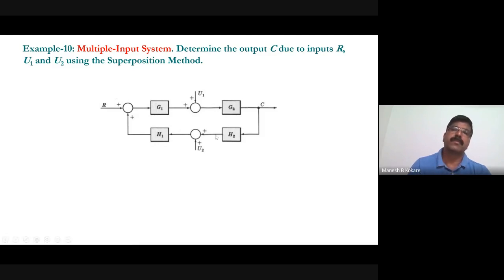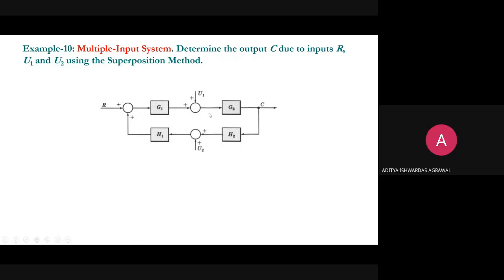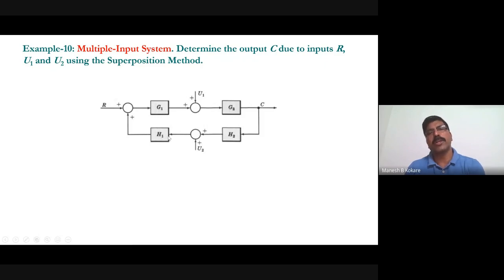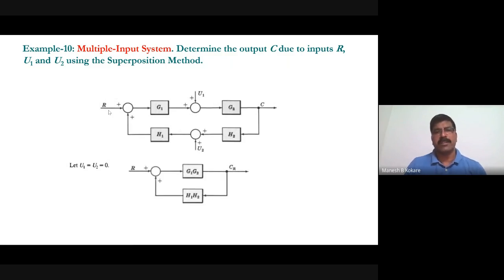Sir, G1 G2 upon 1 plus G1 G2 H1 H2. But this is 1 minus, right? Yeah. So G1 G2 divided by 1 minus G1 G2 into H1 H2 will be the C by R, right? Very good. So when you are considering R as an input and U1, U2 as 0, you will get this arrangement like this.